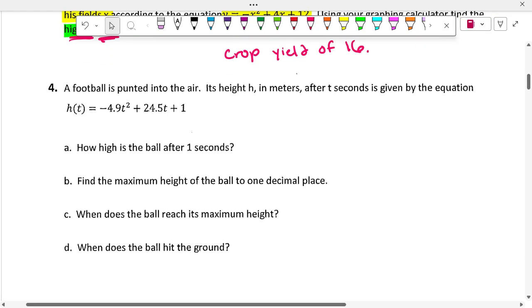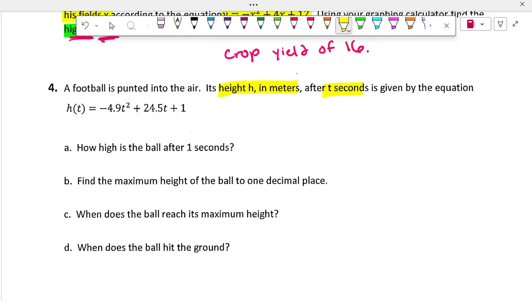All right, last one. So don't be fooled. It's still projectile motion. It's just in meters instead of feet. So it asks, how high is the ball after 1 second? So what would I do? First off, x equal to 1. All right, so how high is the ball after 1 second? It's 20.6 meters. Good. Then it says, find the maximum height of the ball to 1 decimal place.